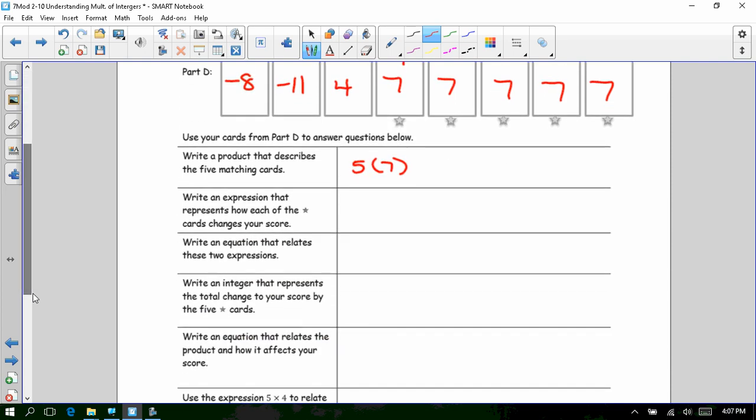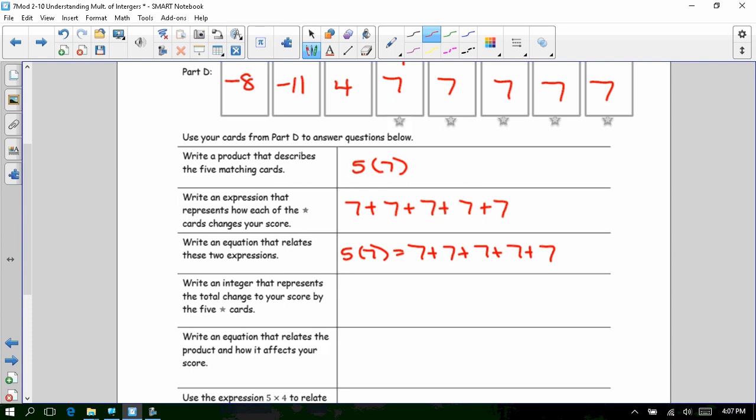5 groups of 7. Write an expression that represents how to write each of these with a star cards that change your score. So in other words, 7 plus 7 plus 7 plus 7 plus 7, right? Write an equation that relates those two. Well, I could say 5 groups of 7 is equal to 7, 7, 7, 7, and 7.